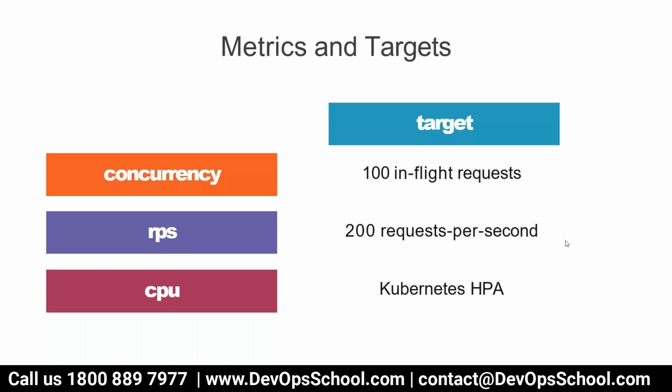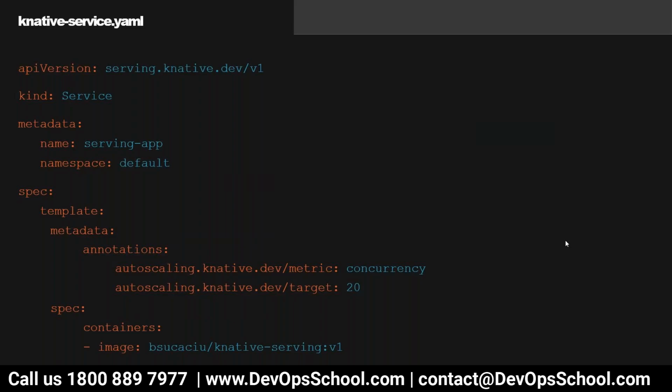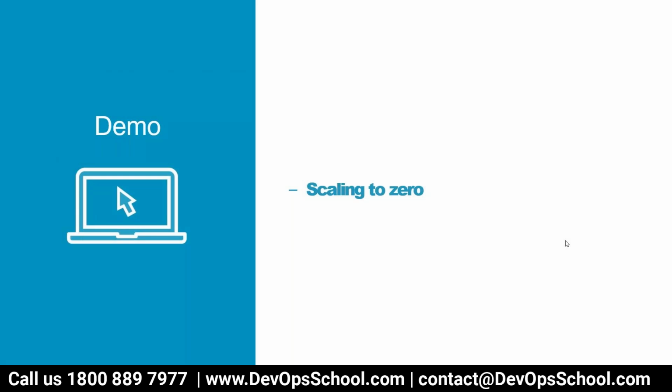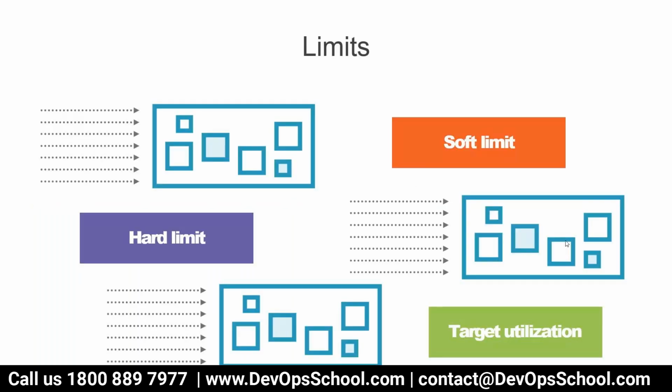Concurrency means 100 in-flight requests. For example, if you have a total of 100 requests, you can increase the number of pods, or maybe your request rate is 200 requests per second, so you can increase the number of pods, or HPA based on the CPU. See here, this is how you define the concurrency, which HPA method you want. So autoscaling.knative.dev metric concurrency and 20 or whatever it is. Here RPS and here is CPU. So this is something which we do.